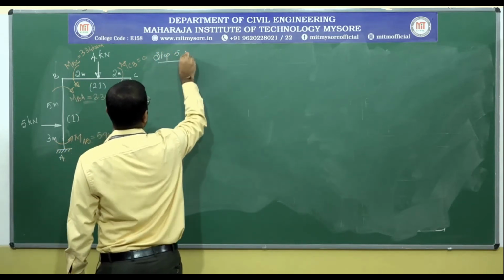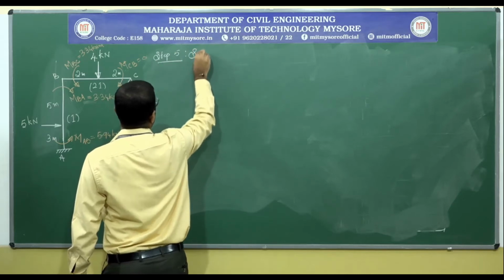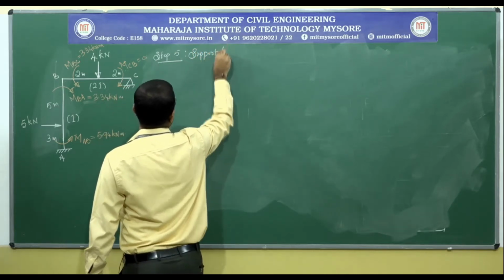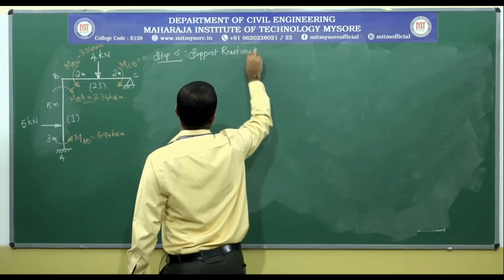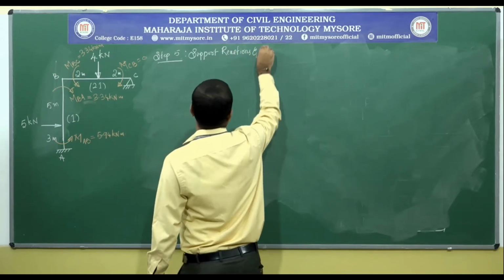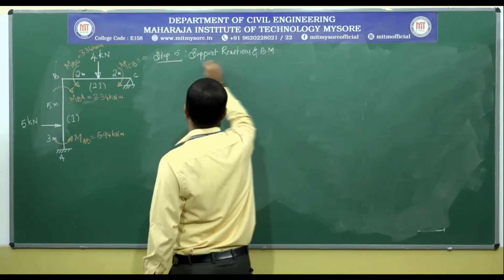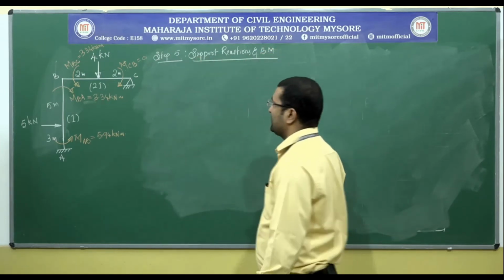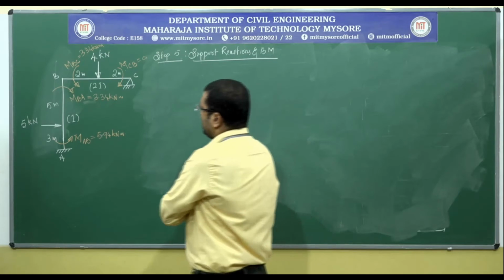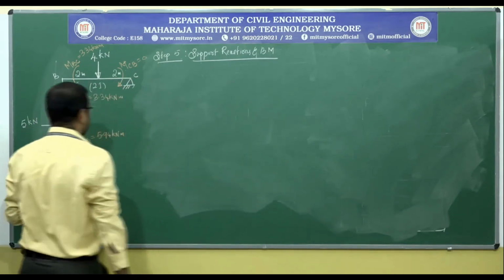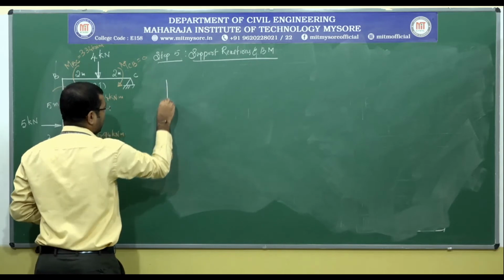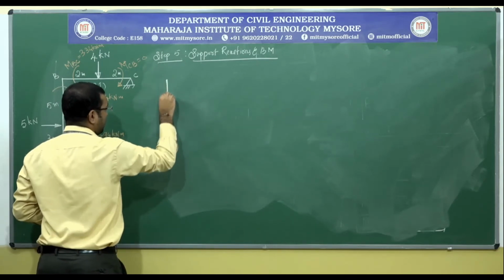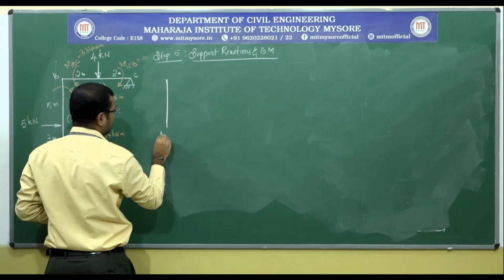Step 5, support reactions and bending moment values, right. So what I will do, I will consider each span separately. So let me draw the free body diagram of the span AB.